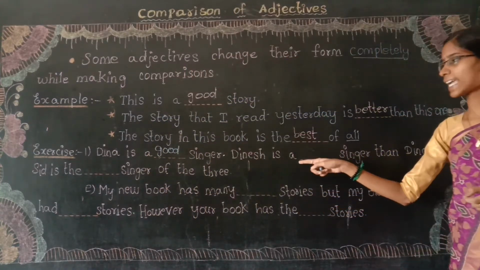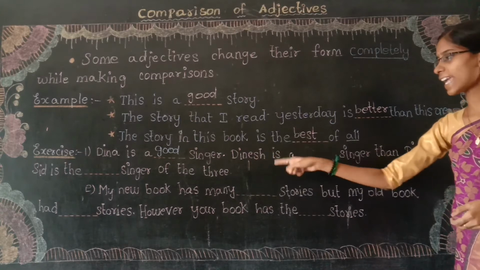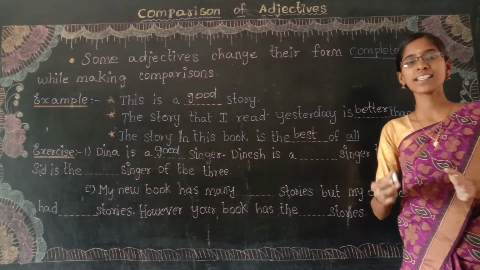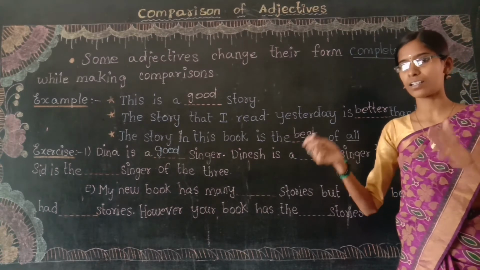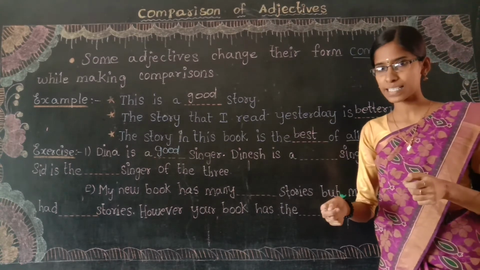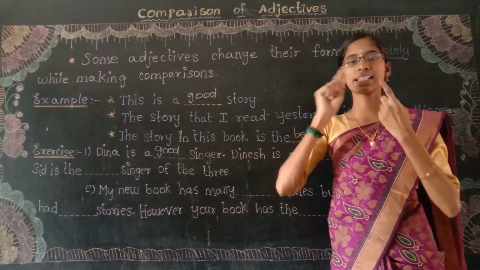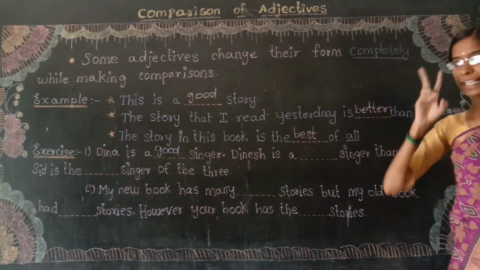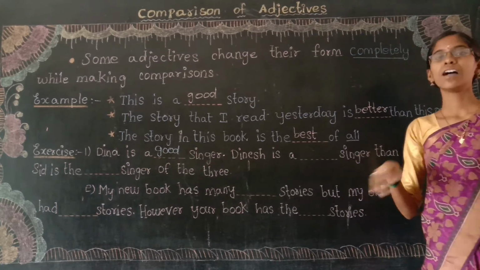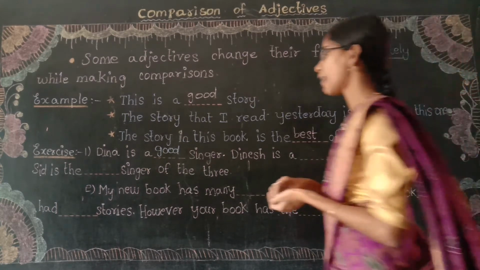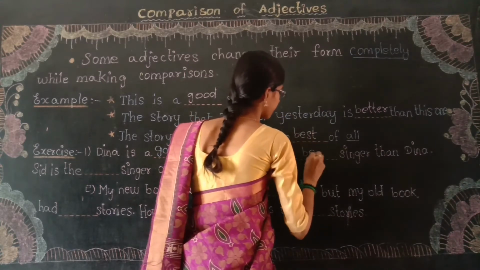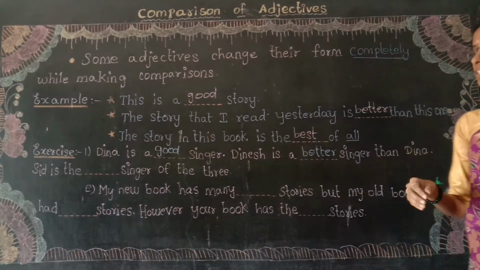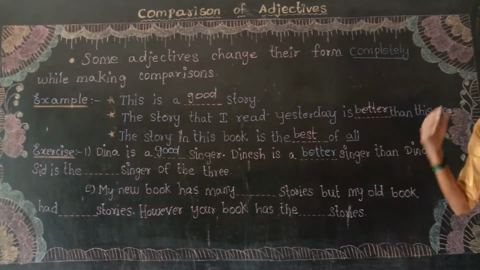So, now coming to the second sentence. What is the second sentence? Dinesh is a dash singer than Deena. Now, we are making comparison between two persons. One is Dinesh and the other one is whom? Deena. So, it is a second form. So, here we have to write what? We have to write better. So, Dinesh is a better singer than Deena.